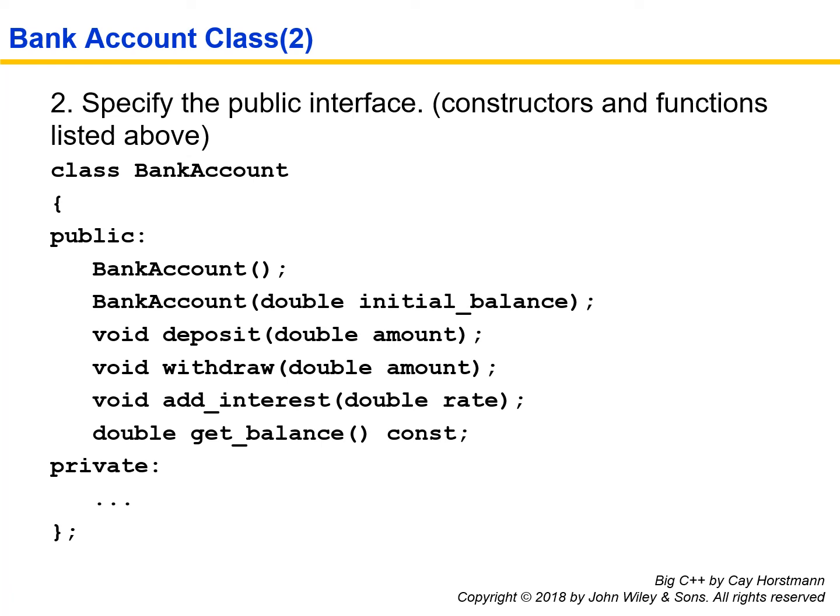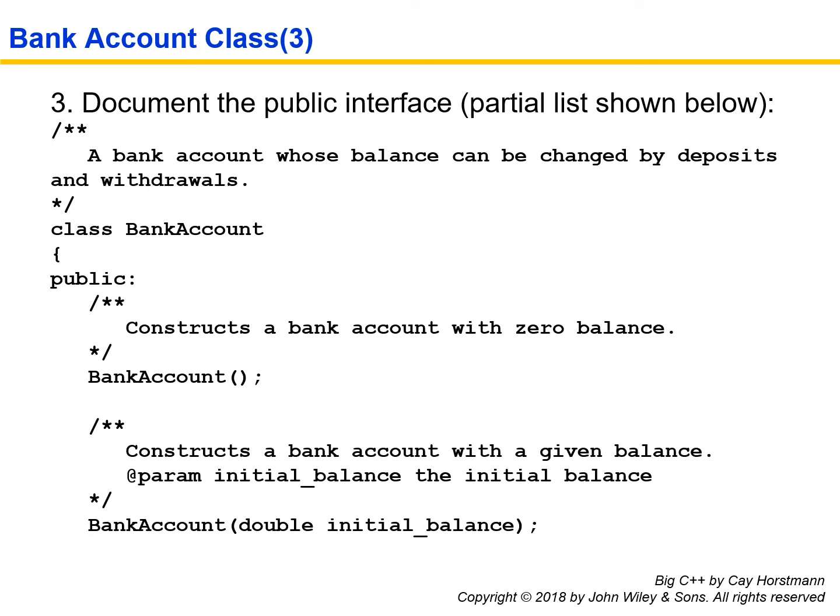So from this, we can specify the public interface. We're going to have a constructor and a constructor that allows us to set an initial balance. We're going to have a deposit and a withdraw. We're going to add interest and be able to specify the rate. And we're going to have a get balance member function. Then we document the public interface by writing this up in C++ code with function comments, the /** style comments.